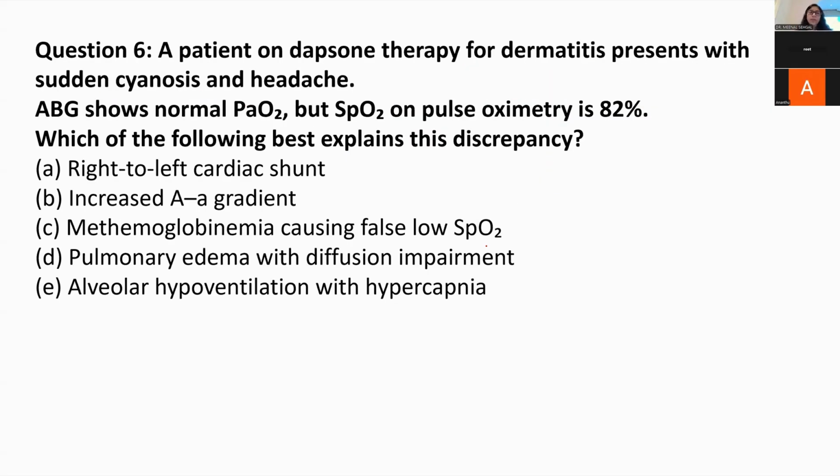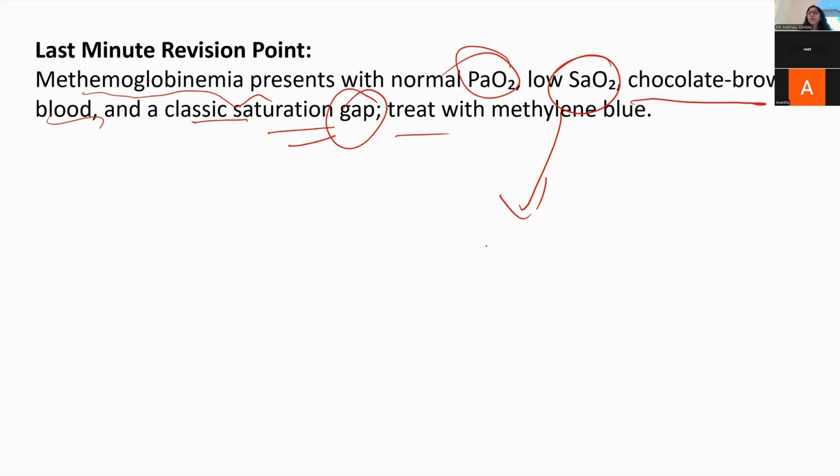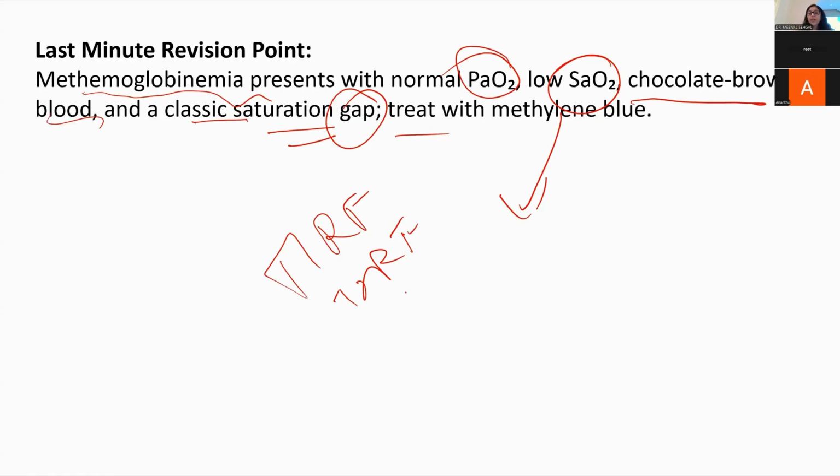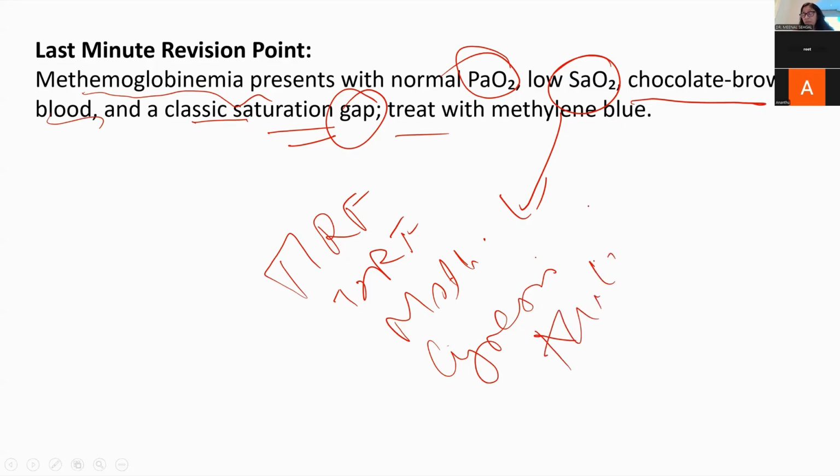So we are stopping here, the 5 questions. I hope this much is clear to you. We have discussed type 1 respiratory failure revised, type 2 respiratory failure revised. We have revised methemoglobinemia. We have revised your cyanosis, your acute upper respiratory tract blockage.